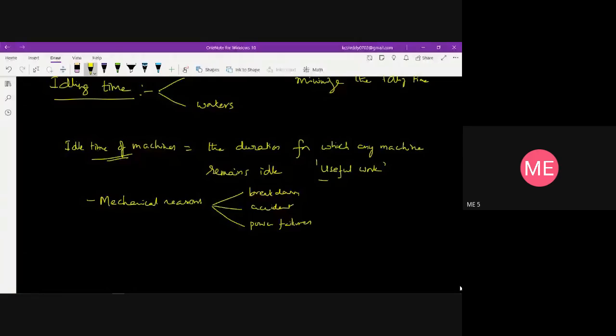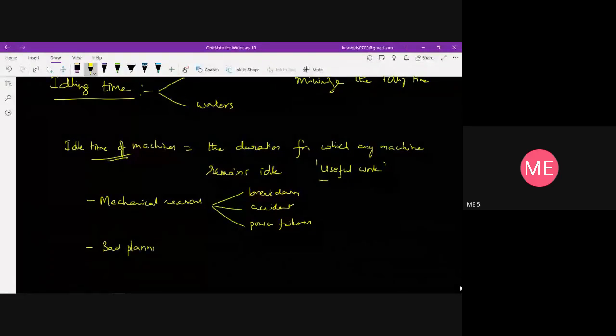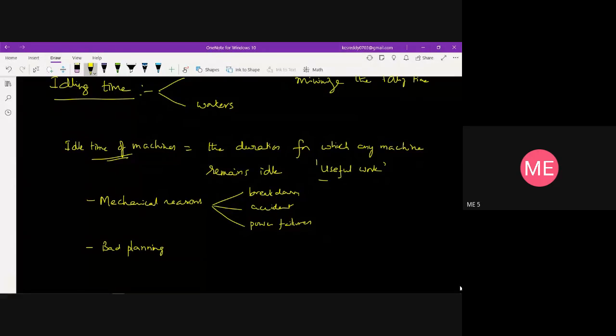And bad planning. Machines may remain idle due to bad planning on the part of the planning department or managers who are going to plan how to carry out the work. They are responsible for keeping the machines from sitting idle. So bad planning by managers is also one of the reasons the machine is not doing any useful work and remains idle.